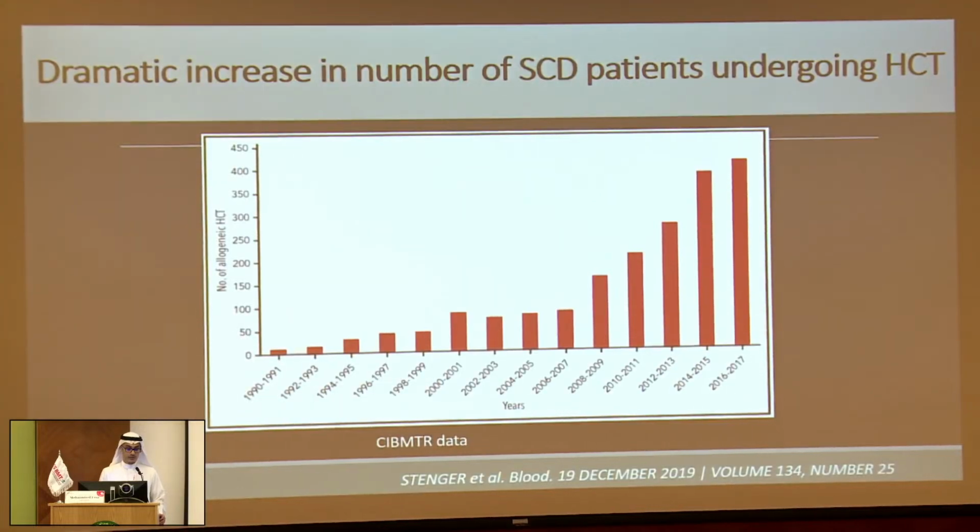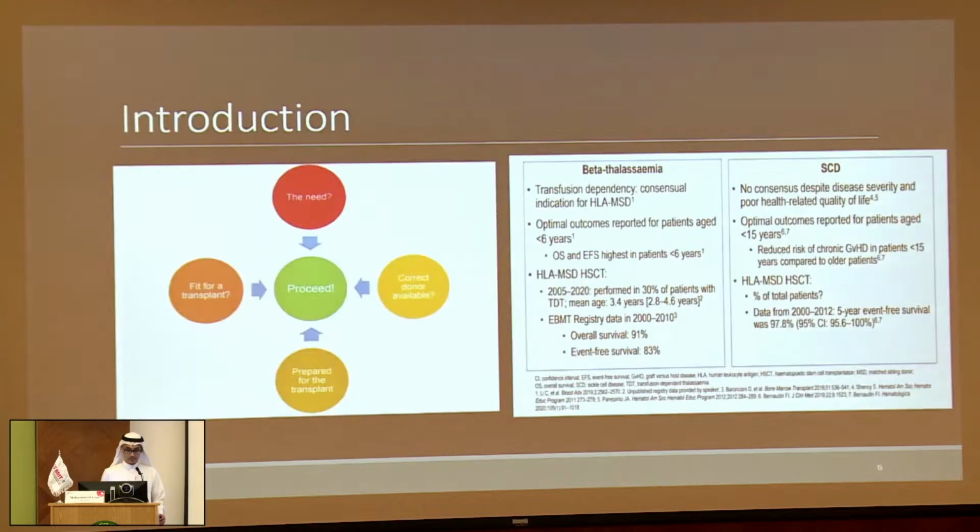And globally, the interest in transplant and treatment for sickle cell has increased dramatically. The first transplant was in 1984 for a sickler with AML, and now you see how the numbers are increasing in different countries around the world.